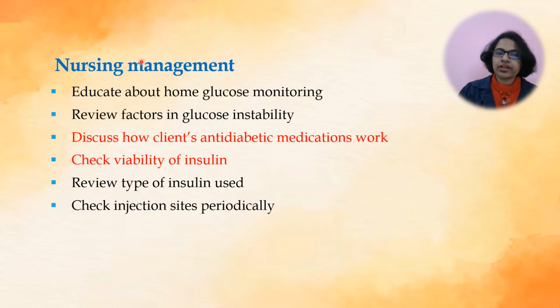Then finally, let us talk about management. Educate about home glucose monitoring. The patient should monitor his blood glucose level at home regularly and review factors in glucose instability. If glucose fluctuation is there, we have to be notified and discuss how the client's anti-diabetic medications are working and check the viability of insulin. Review the type of insulin used. Check injection sites periodically, to notice lipodystrophy.